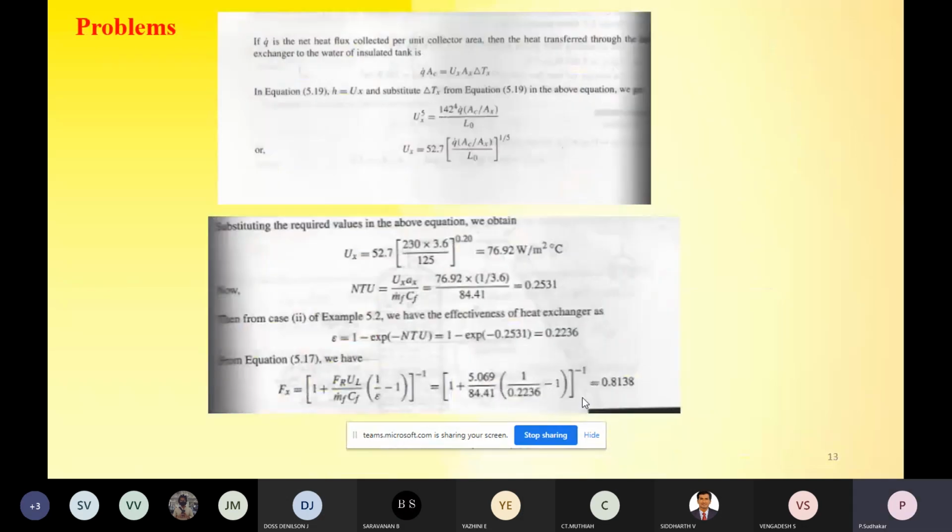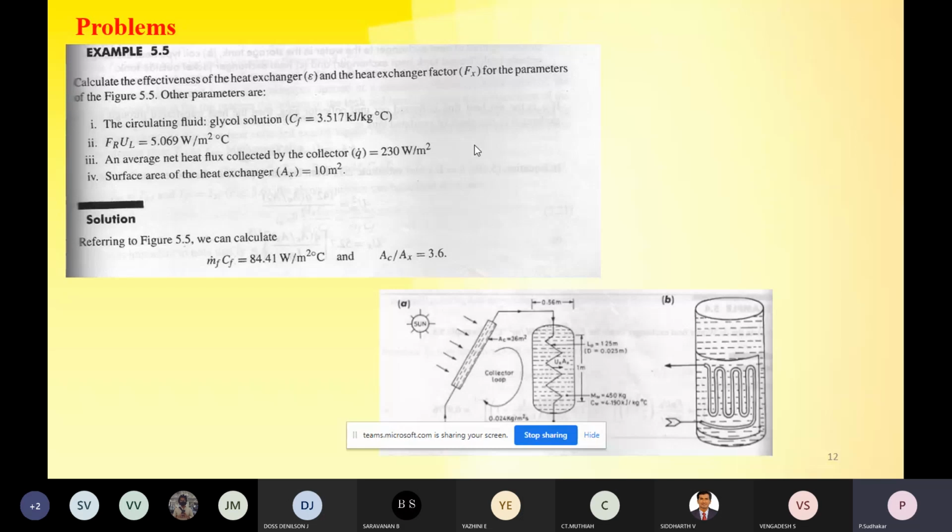So any doubt in this problem? Any doubt in this problem regarding this equation? I can tell you one more time also. If you have any doubt, you can tell me. No, sir. Everyone understood this? Yes, sir. Okay, then we'll wind up today's session.